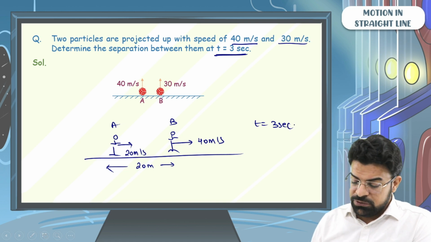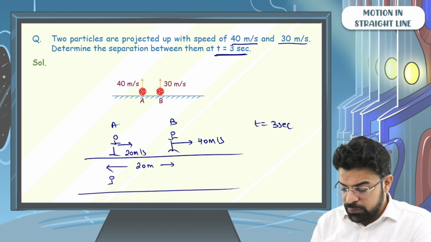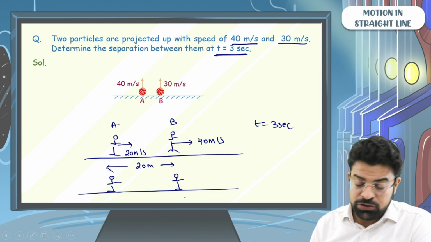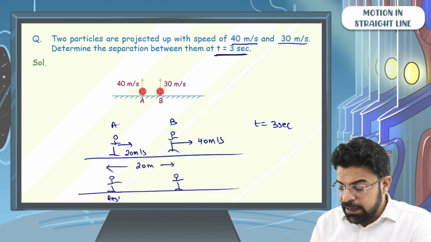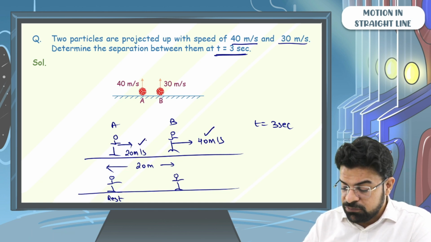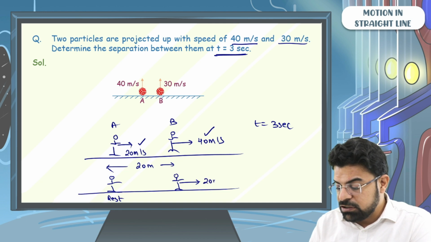So you will say, sir, in the frame of A, velocity of B with respect to A equals velocity of B minus velocity of A. In the frame of A, A will be at rest. Velocity of B with respect to A will be velocity of B minus velocity of A, that will be 40 minus 20, that is 20 meter per second.